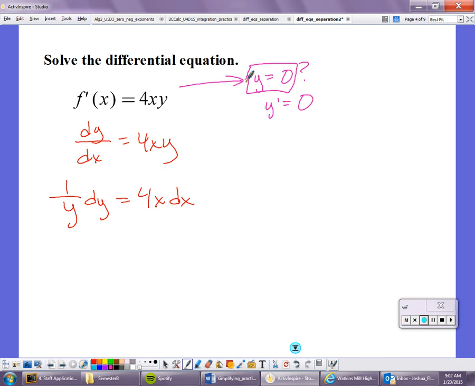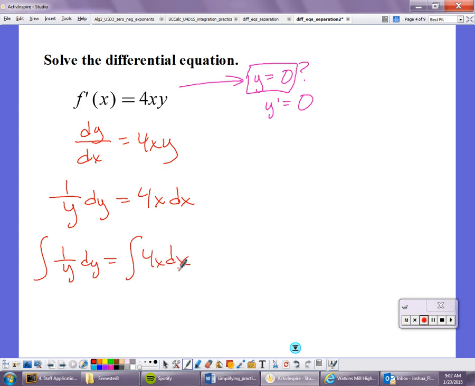So it is one solution. We're going to bracket it, hold it off to the side here, and bring it back in a minute. But right now, let's focus on this over here. 1 over y dy equals 4x dx. So we'll do the same thing we did before. Take the antiderivative of both sides.